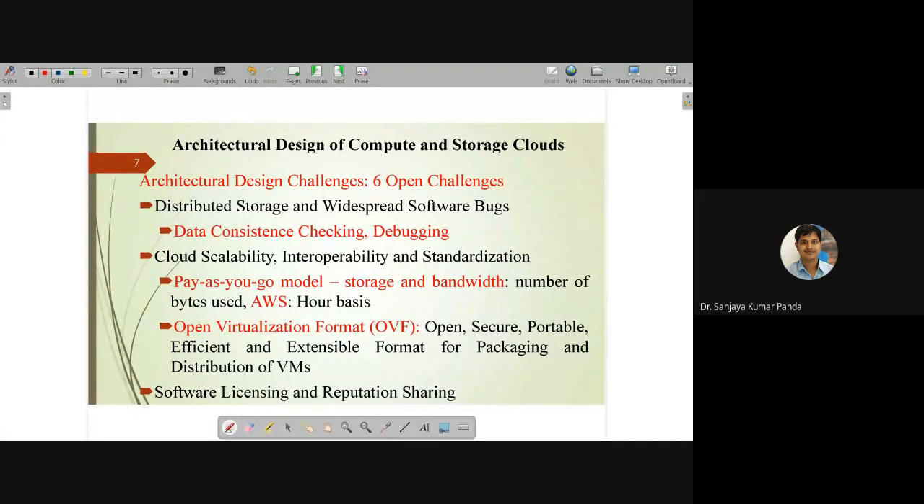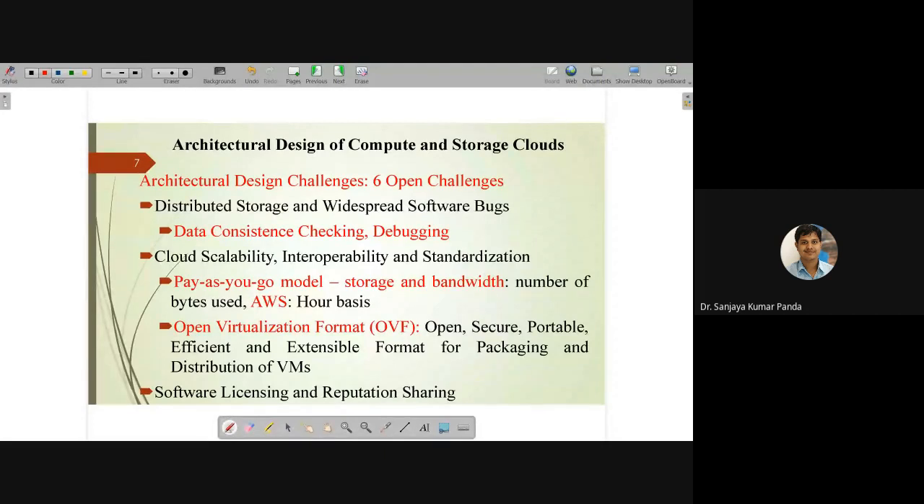Similarly, interoperability and standardization are also important. Irrespective of the operating system, it should work. Interoperability actually focuses on the ability of our computer system or software to exchange and make use of information. So if it is working with X system, it should work with Y system.